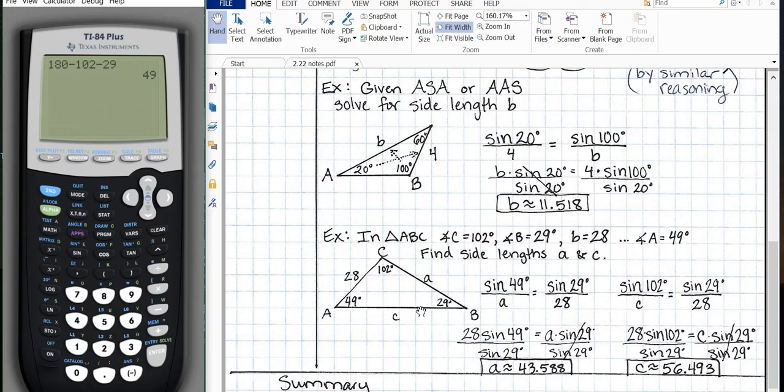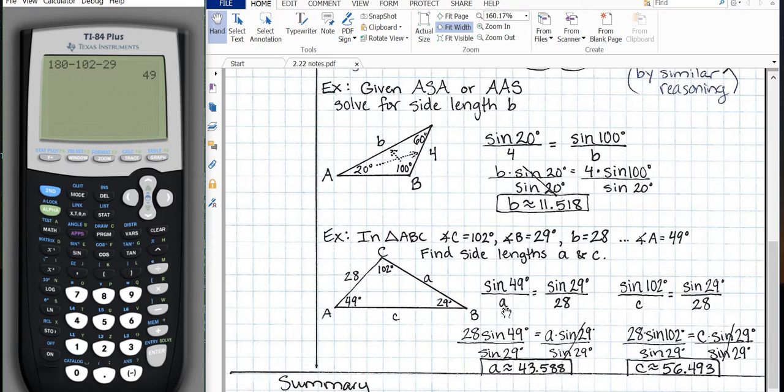Okay, next we can set up a proportion, and I'm going to solve for side A first, and then in a separate proportion, solve for side C. So if I'm missing A, then I need to take the sine of angle A on top of that. So sine of 49 degrees over A is equal to sine of 29 degrees over 28. So that came from angle B over side B. And this is angle A over side A.